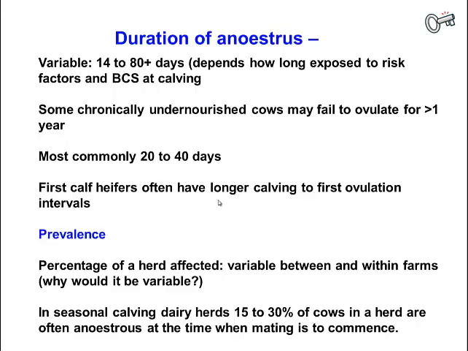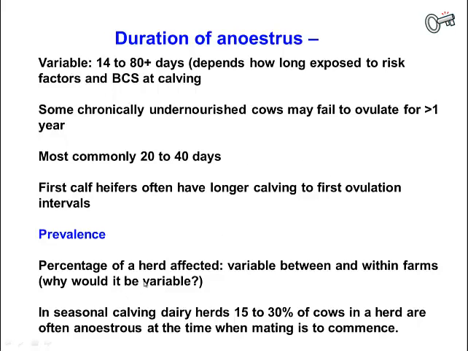First calf heifers often have longer calving to first ovulation intervals, so they'll often have a longer anestrus interval compared to, say, cows that have had 3 or 4 calves. And this is because the first calf heifers, by the time they have their calf, they're trying to feed that calf, or if they're a dairy cow, they're trying to milk, but they're still trying to grow as well. So energy is being used both to support milk production and growth, and this puts more nutritional stress on these animals, so it's more likely that they'll take longer to start cycling.